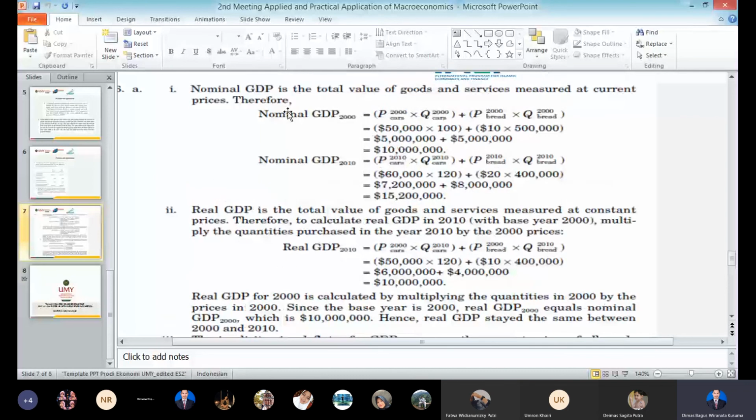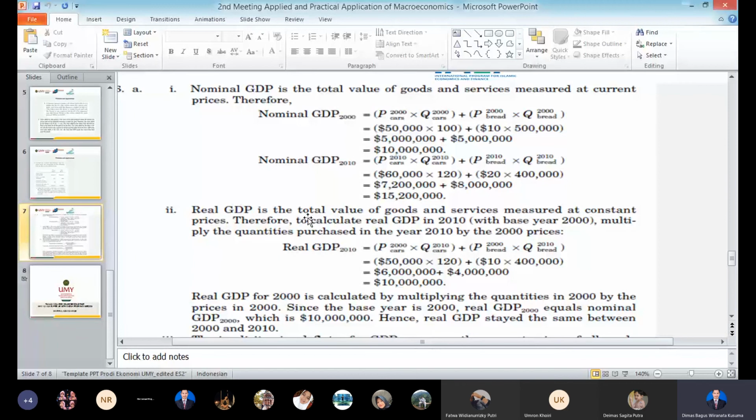Nominal GDP is the total value of goods and services measured at current prices. Therefore, nominal GDP in 2000 is the price of cars in 2000 times the quantity of cars in 2000 plus the price of bread times the quantity of bread in 2000. So you got 5 million plus 5 million, 10 million. Nominal GDP 2010: price of cars 2010 times quantity of cars 2010 plus price of bread 2010 times quantity of bread 2010. You got 15.2 million.